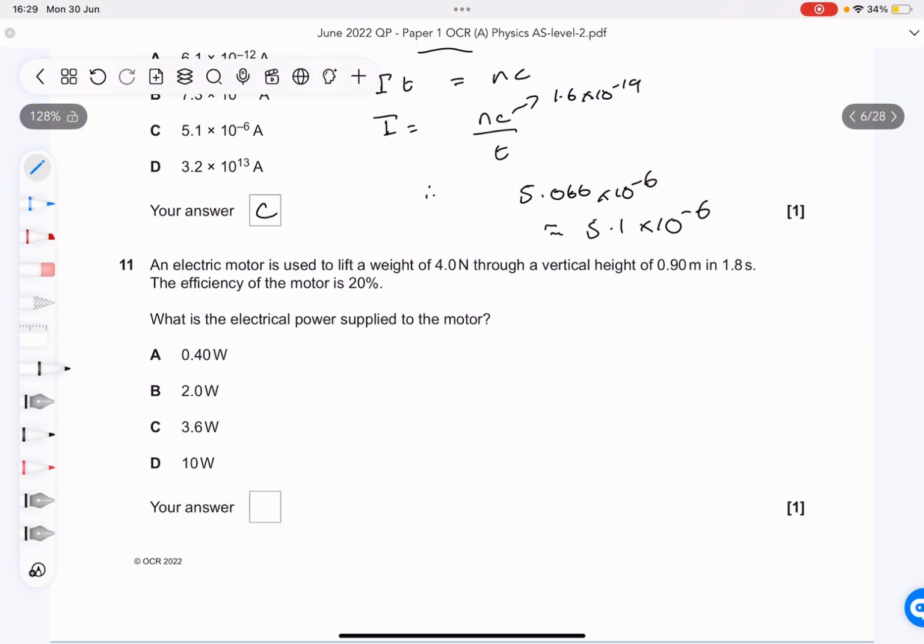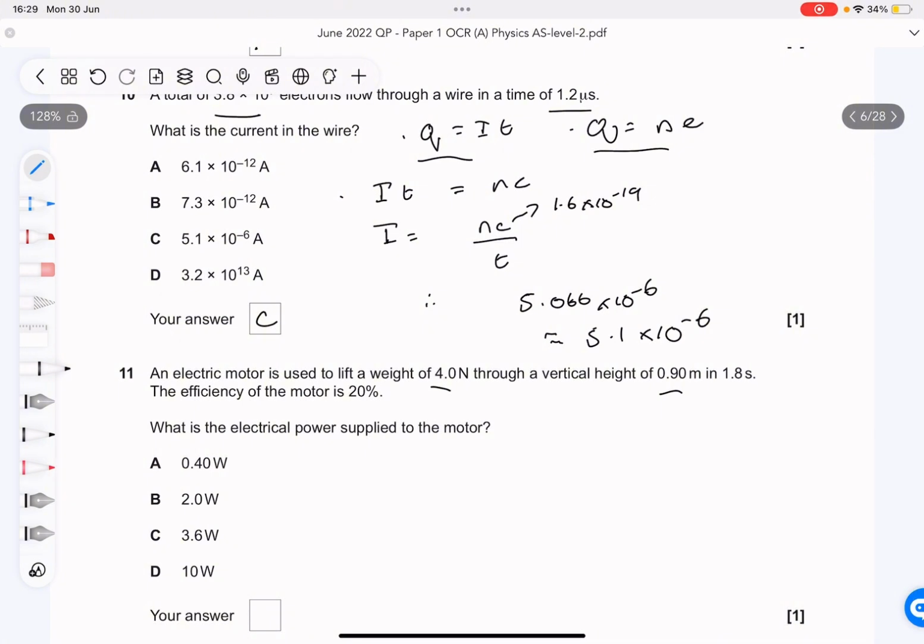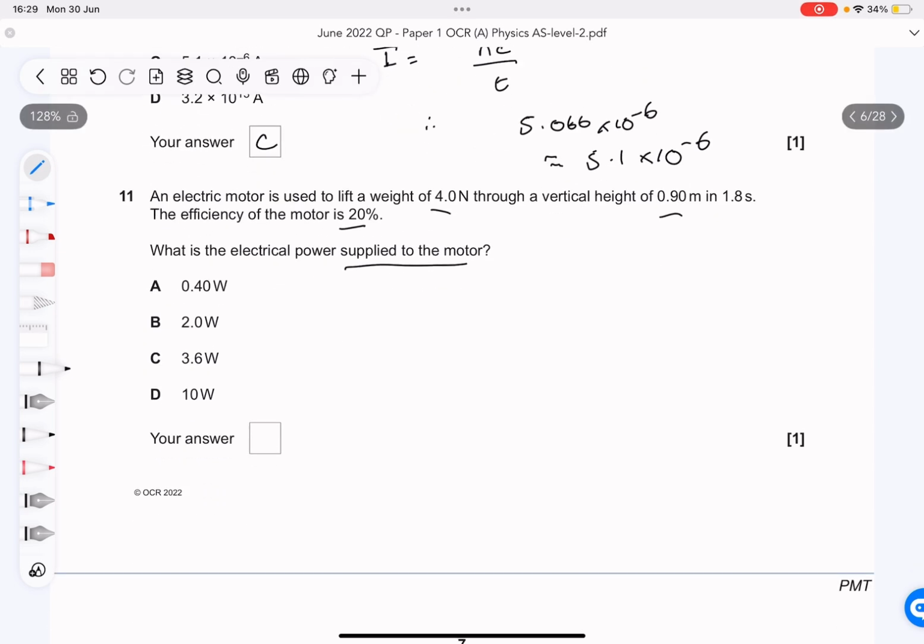Okay, question 11. An electric motor is used to lift a weight of 4 newtons through a vertical height of 0.9 meters in 1.8 seconds. Okay, the efficiency of the motor is 20%. What is the electrical power supplied to the motor? So we know our efficiency equation, and I'm going to call it F for short, equals the useful power output, so the power out, over the power in, or the energy in, it doesn't matter which way or what we say it is, times by 100, okay?